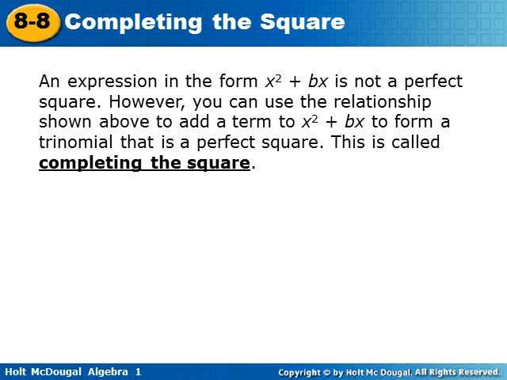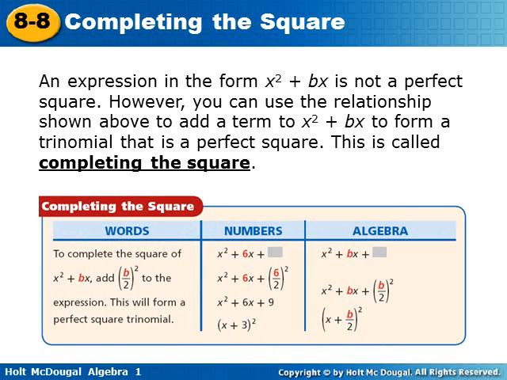An expression in the form x squared plus bx is not a perfect square. However, you can use the relationship shown above to add a term to the x squared plus bx to form a trinomial that is a perfect square. This is called completing the square. To complete the square of x squared plus bx, you add b divided by 2 squared to the expression. This will form a perfect square trinomial.